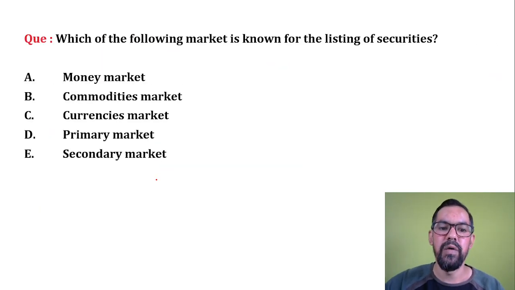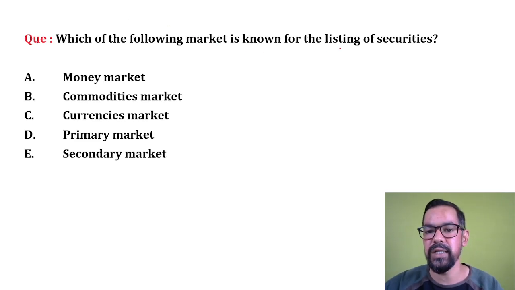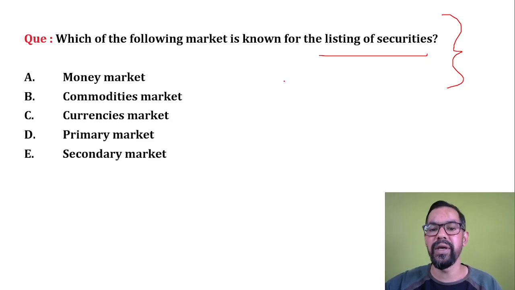Okay, next one. Which of the following markets is known for the listing of securities? Okay, so the capital market is further classified into two parts.